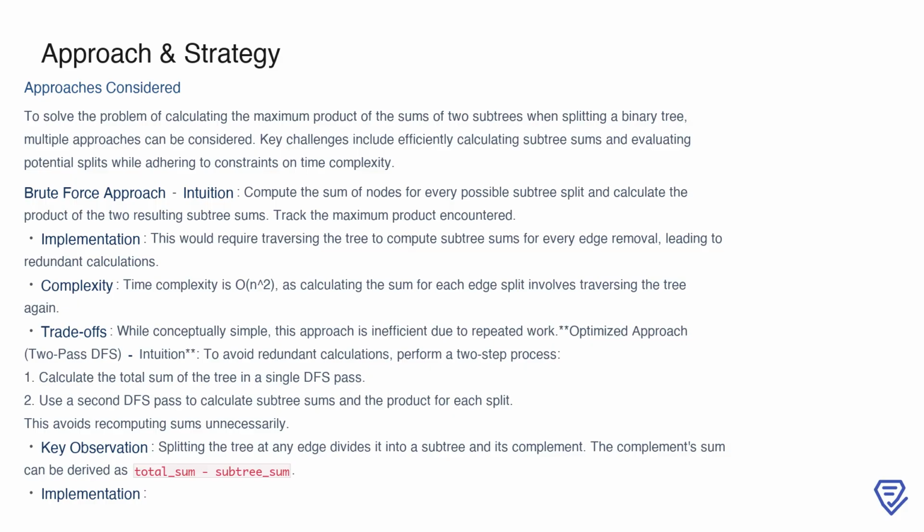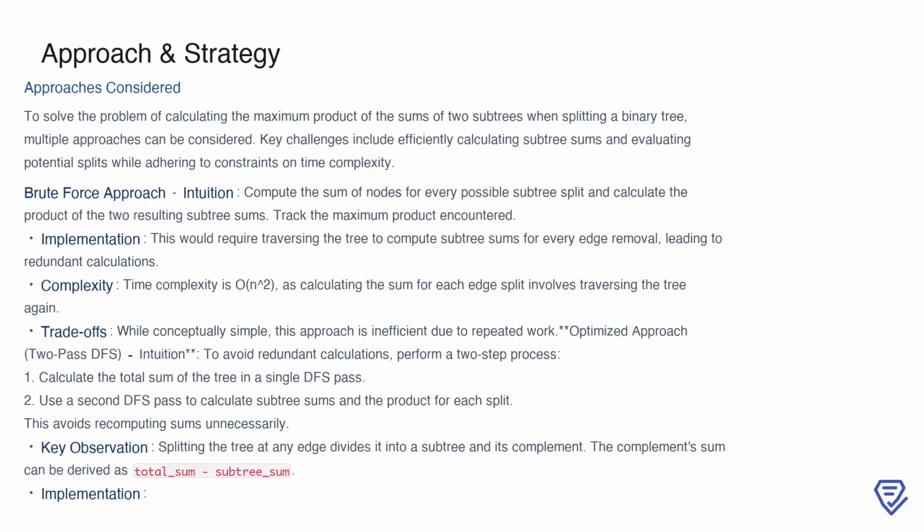For each split, we calculate the product of the two resulting subtree sums and track the maximum product obtained. However, this method involves significant redundancy, as calculating the sum for each edge removal requires traversing the entire tree repeatedly. This leads to an O(n²) time complexity, which is inefficient for large trees. To improve on this, an optimized two-pass DFS approach can be used.